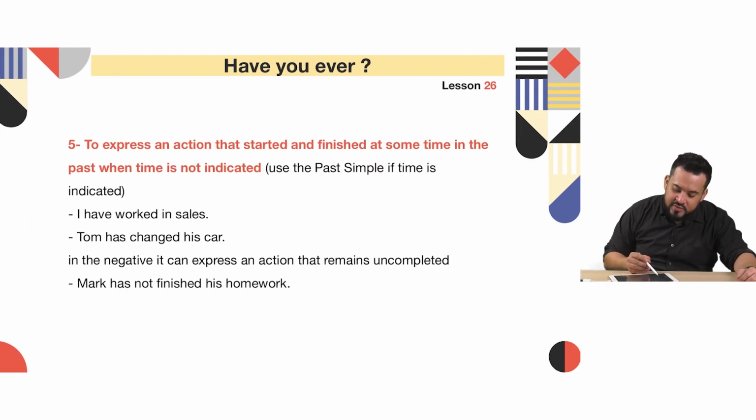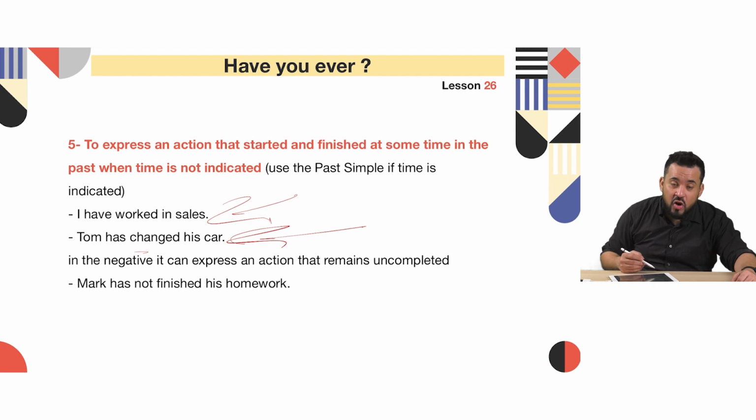To express, number 5, the 5th use, to express an action that started and finished at some time in the past, the time is not included. This is the case with all the present perfect tense. We don't know when it happened. That's why we use the present perfect tense. So it's the same thing. So let's take a look. I have worked in sales. Don't know when. I didn't say when.